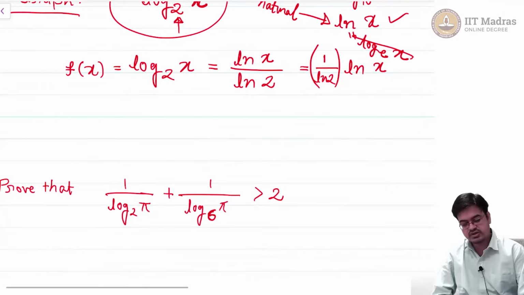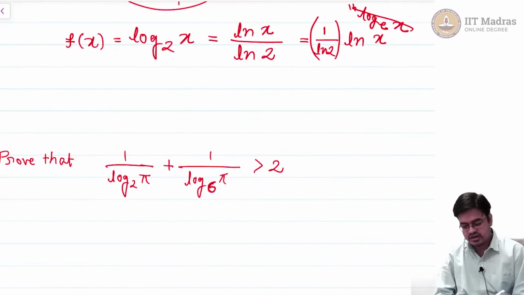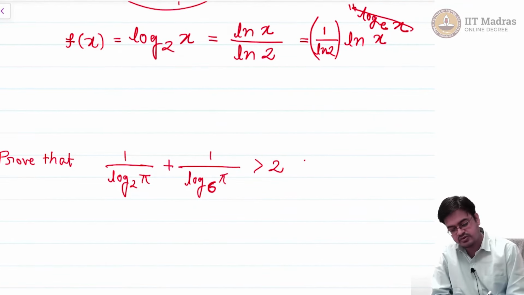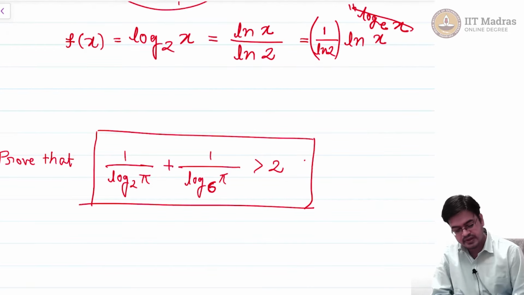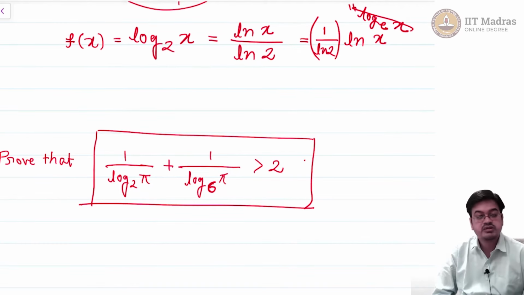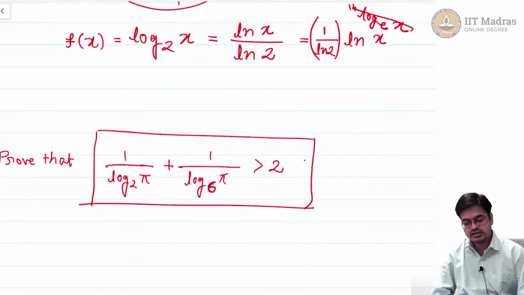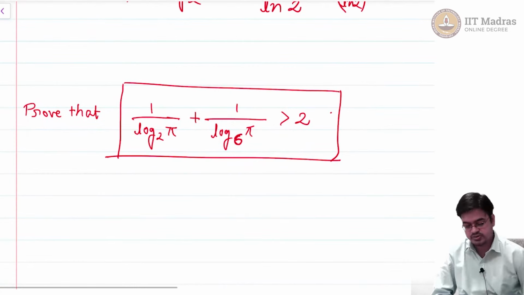Let us now come to a somewhat tricky application of this. You have to prove that 1 by log to the base 2 of pi plus 1 by log to the base 6 of pi is greater than 2. How will you prove this? Now the key tool while solving all logarithmic equations or inequalities is exponentiation. So we will use that tool over here. Let us start and try to solve this problem.